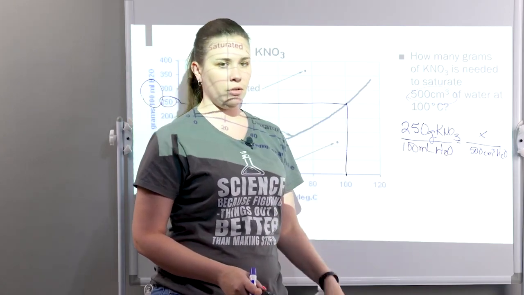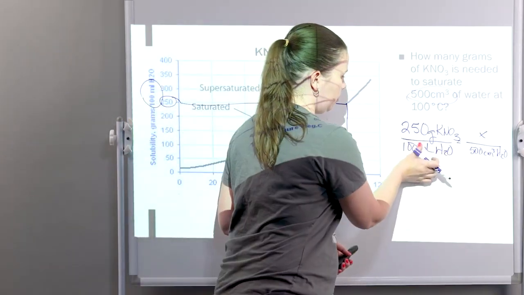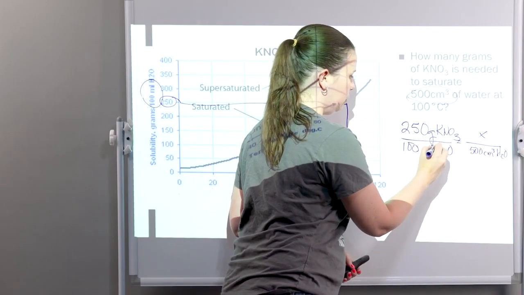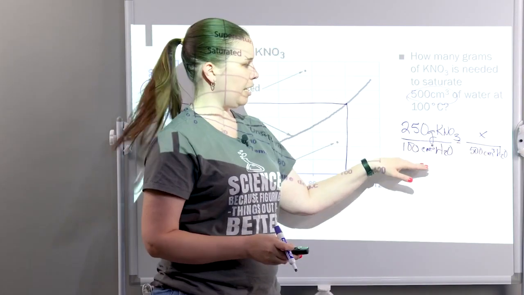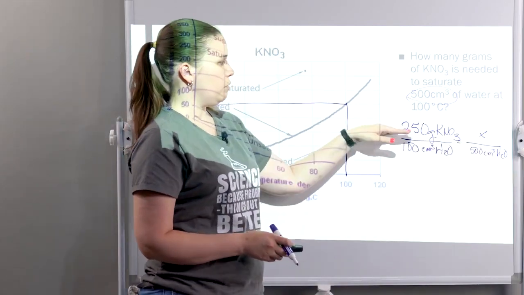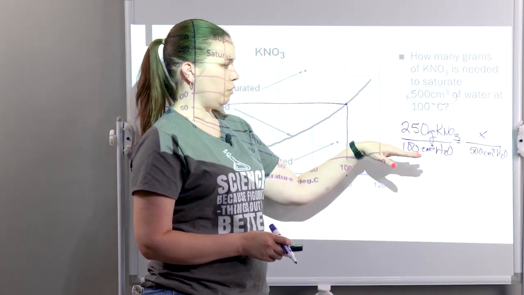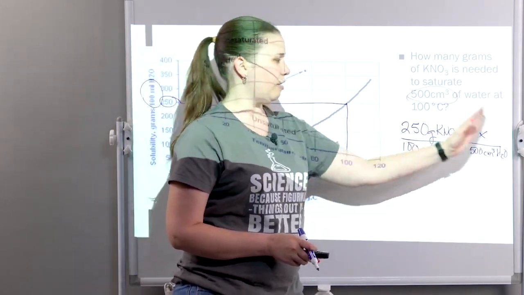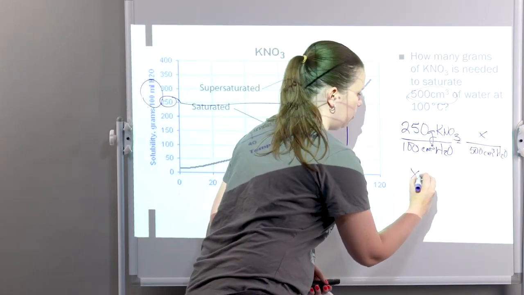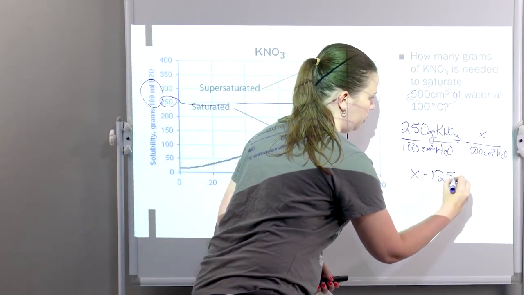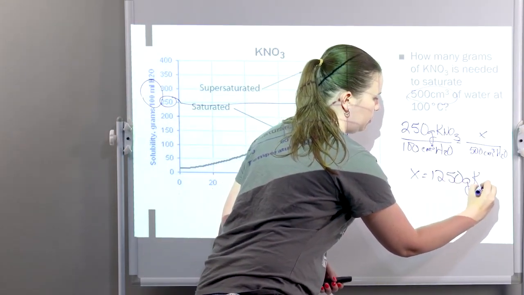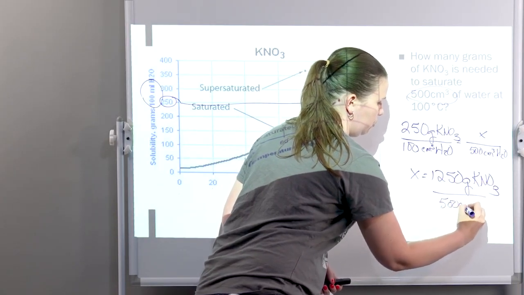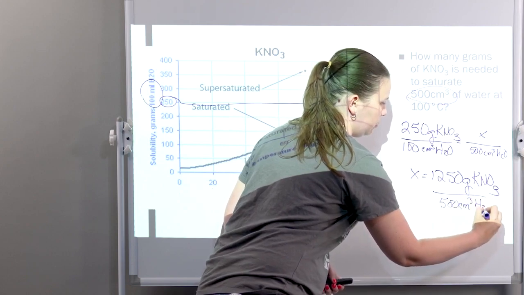Milliliter versus cubic centimeter shouldn't be left like that, but it doesn't really matter which one you change because 1 milliliter equals 1 cubic centimeter. So same thing. Basically, we have 5 times as much water. So if I have 250 grams of KNO3 per 100, how much do I have per 500? And we would have 5 times as much, or 1,250 grams of KNO3 per 500 cubic centimeters of water.